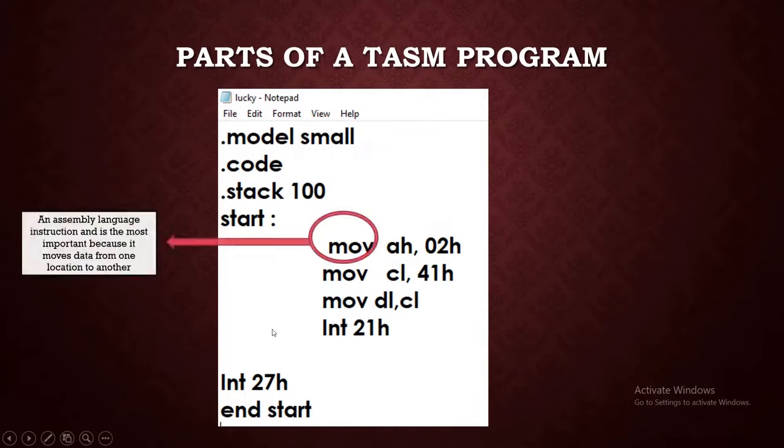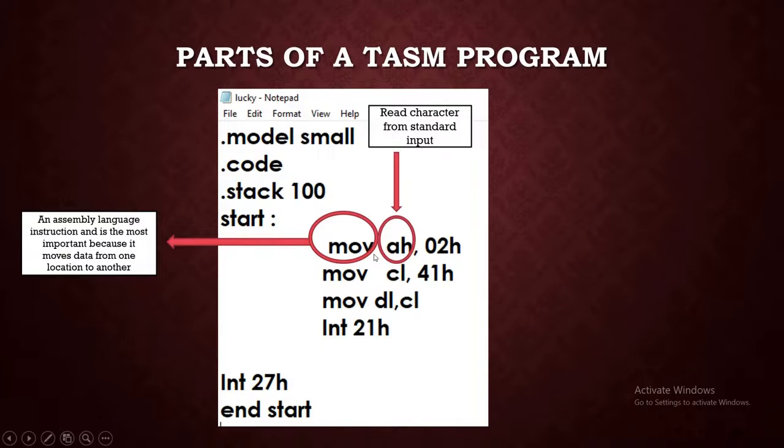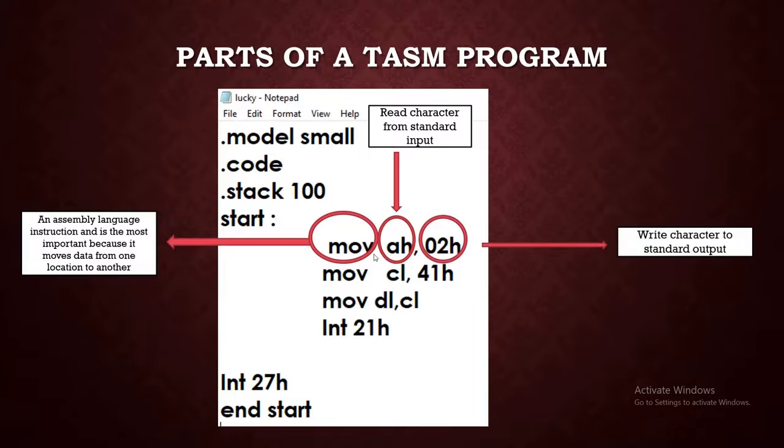Okay, let's move on. We also have the mov. When we say mov, it is an assembly language instruction and is the most important because it moves data from one location to another, thus using the term mov. And then we also have the AH. The AH is for reading a character from standard input. Then the 02H here is for writing a character to standard output. So they differ here. The AH is to read, and the 02H is for writing a character.